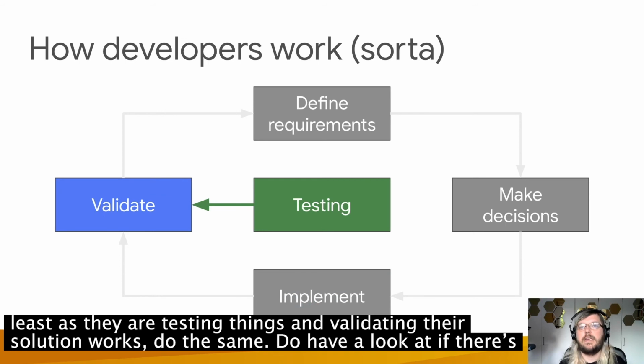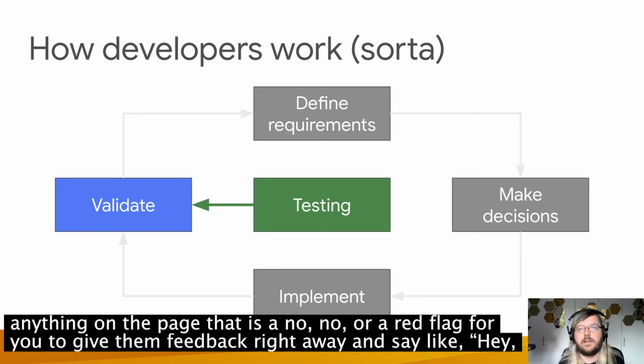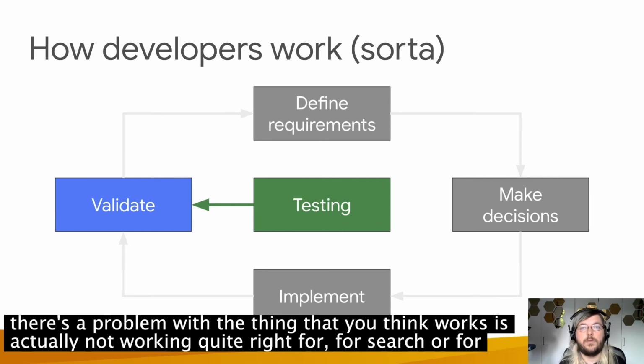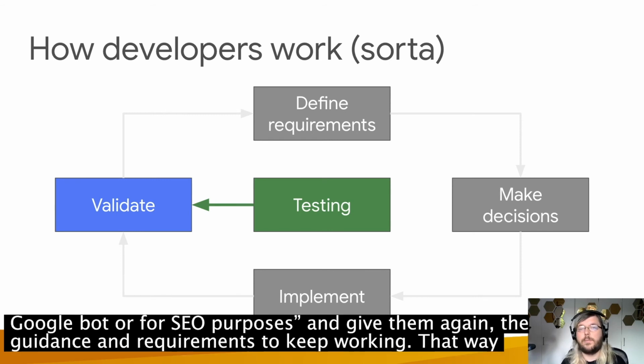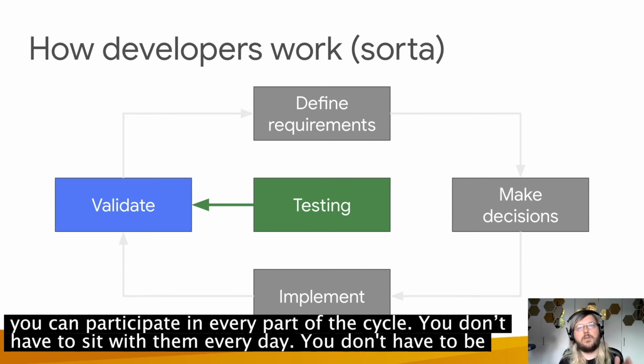Do have a look at if there's anything on the page that is a no-no or a red flag for you, to give them feedback right away and say like, hey, there's a problem with the thing that you think works. It's actually not working quite right for search or for Googlebot or for SEO purposes. And give them, again, then guidance and requirements to keep working. That way you can participate in every part of the cycle.